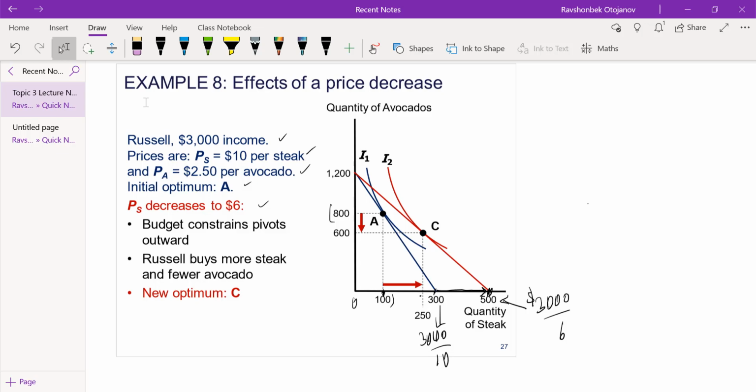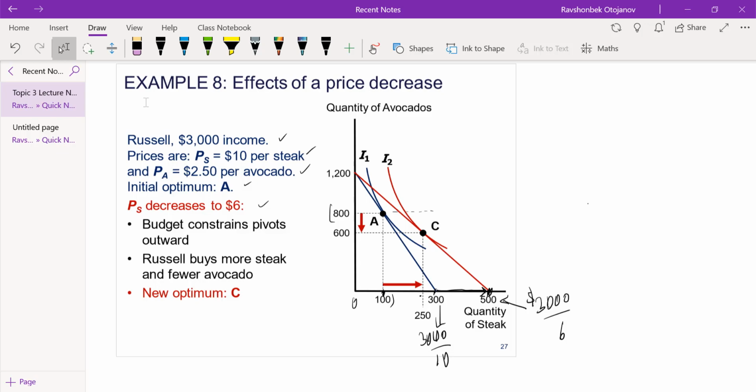It turns out Russell feels like he has more income now, because with cheaper steaks his purchasing power is increasing, so it gives him more real income. But at the same time, Russell feels like the price of avocados is higher now. Avocados are more expensive relative to steaks. Now notice where the optimal point is. The optimal point is now at a lower point, in terms of moving from left to right.